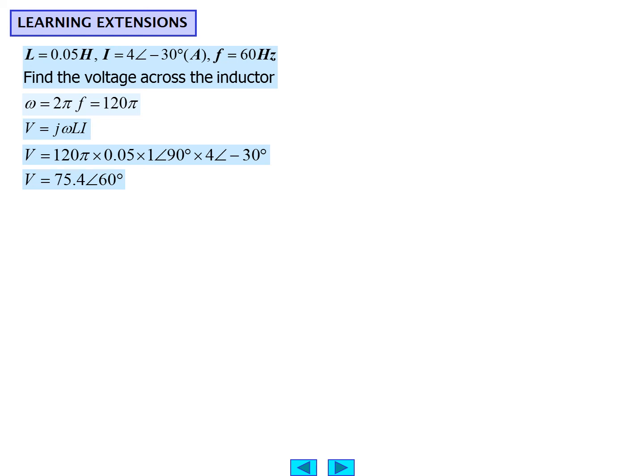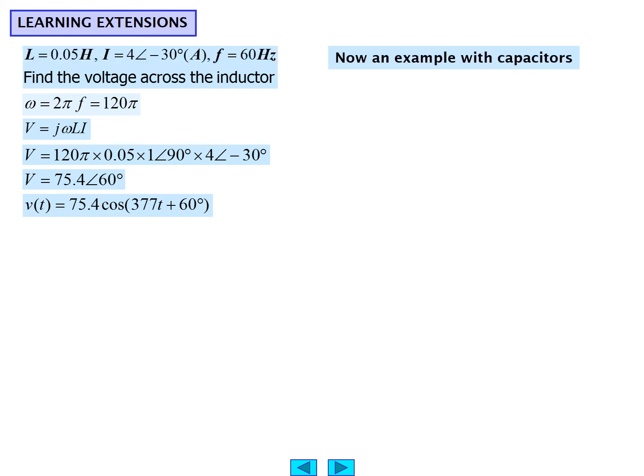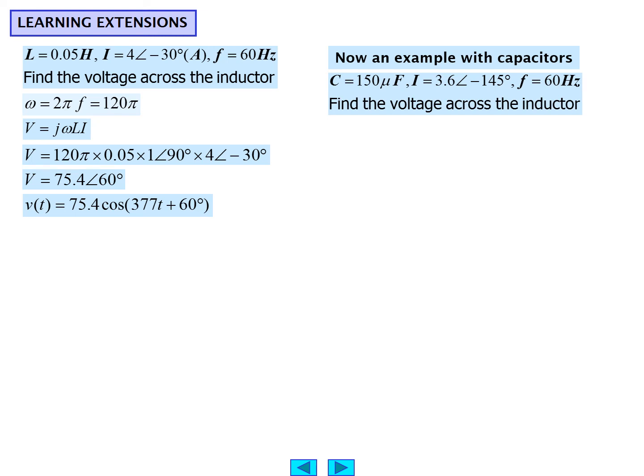Therefore, V is 75.4 angle 60 degrees. And v(t) in its analytical form in the time domain would be 75.4 cosine of (377t plus 60 degrees). Now let's do an example with capacitors. Same thing, similar representation. The capacitor is 150 microfarads. The current I as a phasor is 3.6 amperes at a minus 145 degrees with a frequency of 60 hertz. Find the voltage across the inductor. That's a typo, it should be across the capacitor.